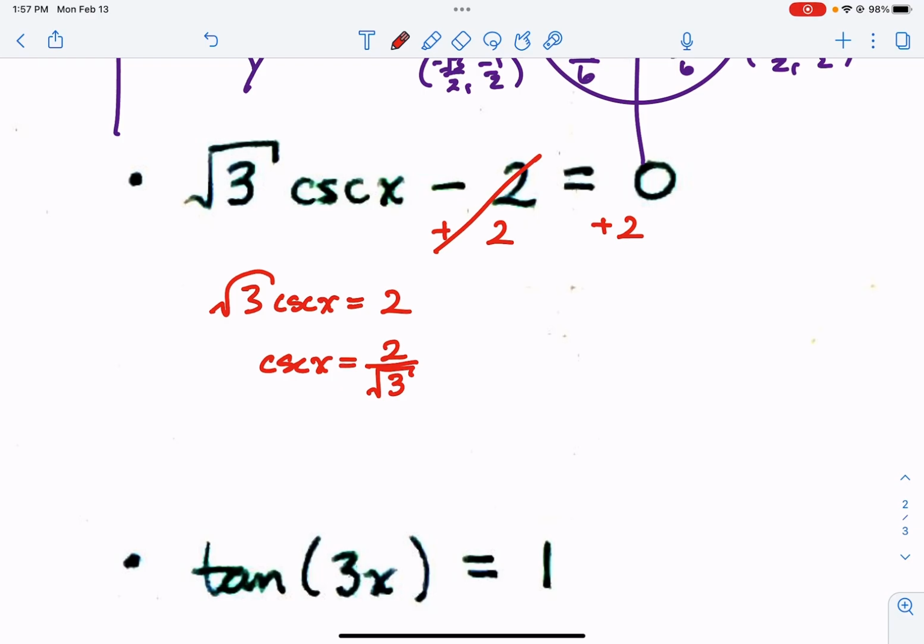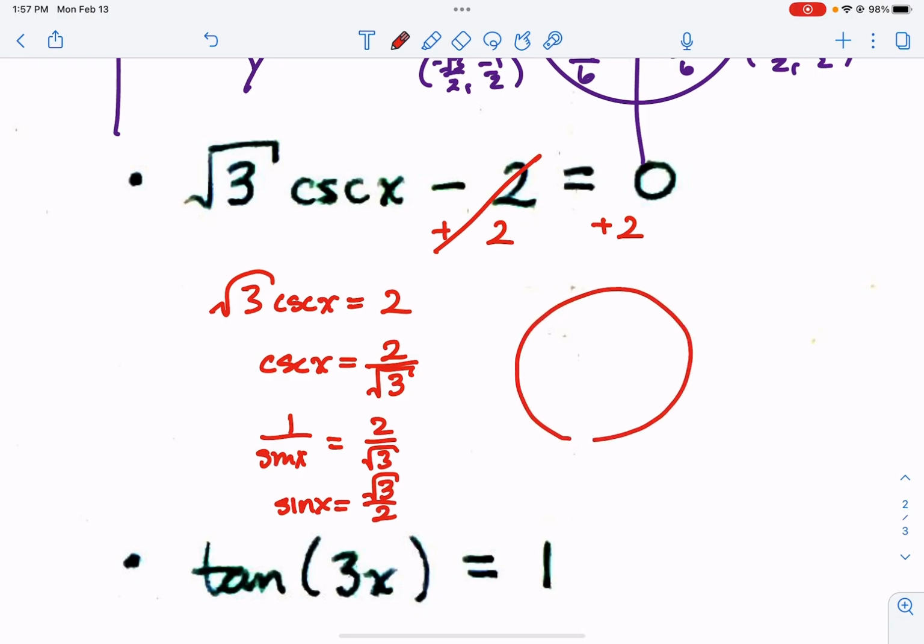And also notice, cosecant is 1 over sine of x. Well, if I take the reciprocal of both sides, that gives me a really simple equation. Sine of x equals radical 3 over 2. All right, so that's as far as we can go.